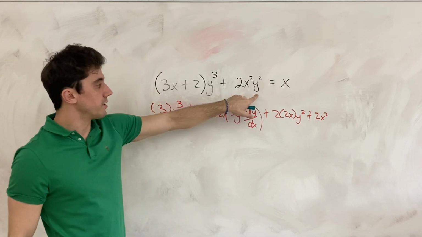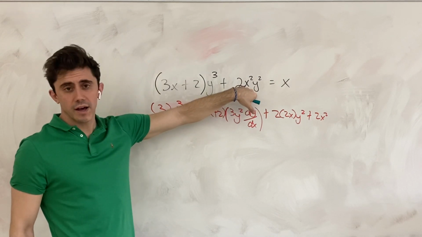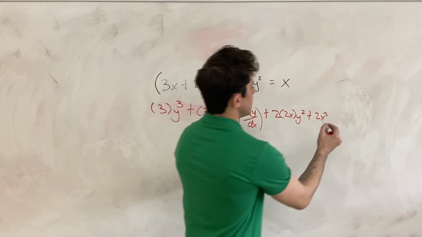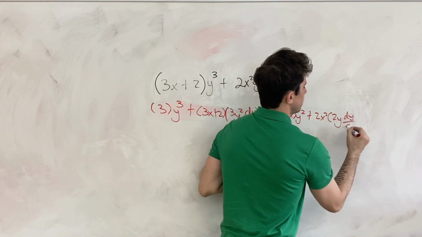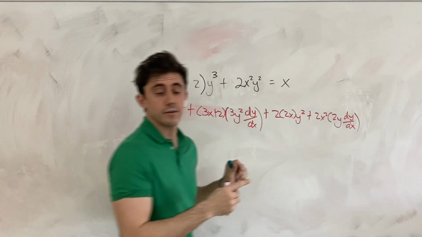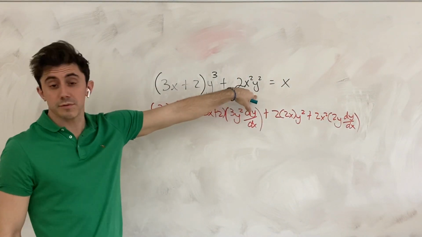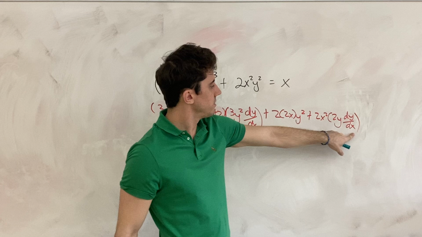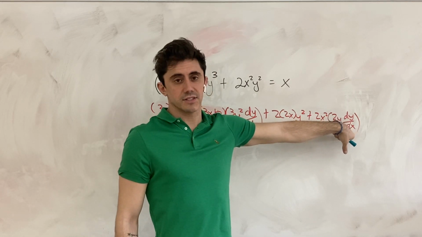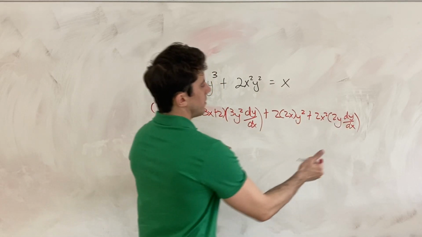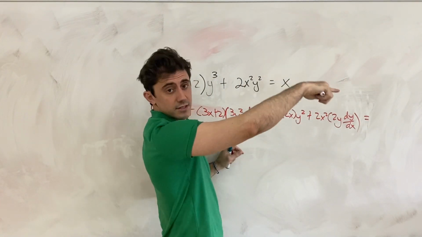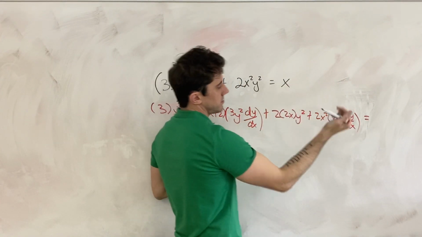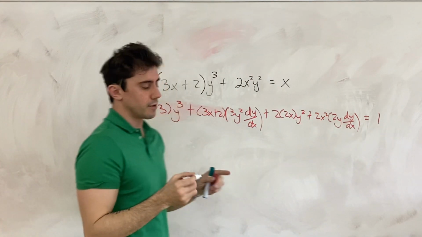And again, we are now differentiating something in y with respect to x, and so we get as a derivative 2y times dy/dx. Okay, anytime we're differentiating in y with respect to x, we have to include that dy/dx term, okay? And all of this is equal to the derivative of the right-hand side. Don't forget to differentiate both sides, right? The derivative of x, of course, is just 1, okay?